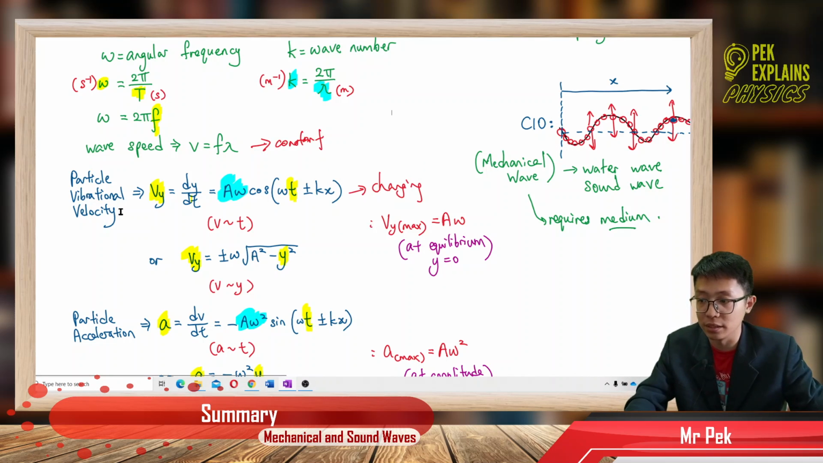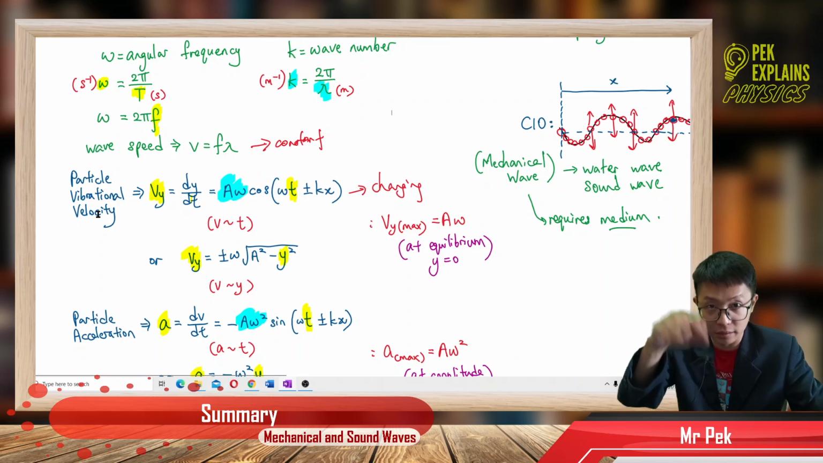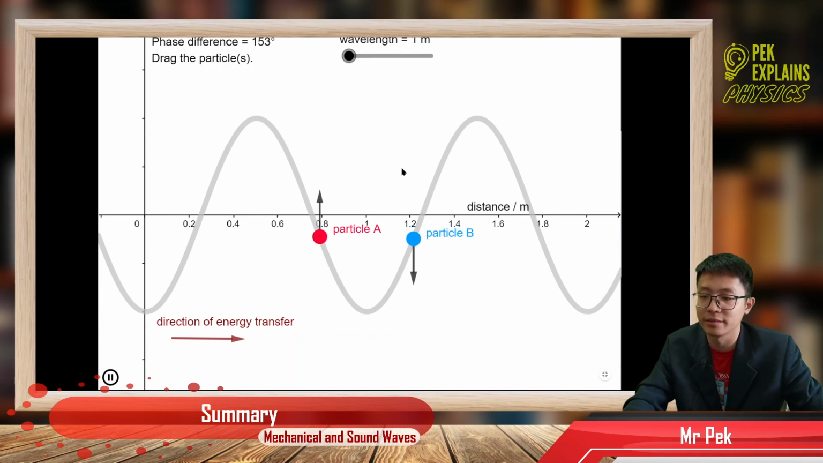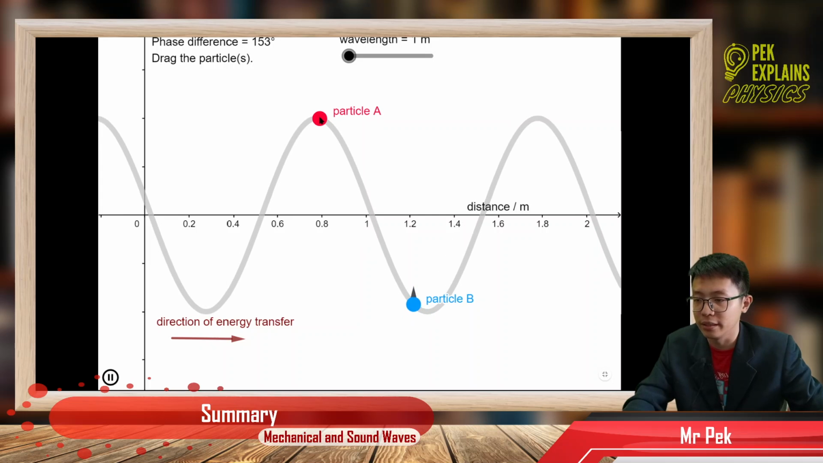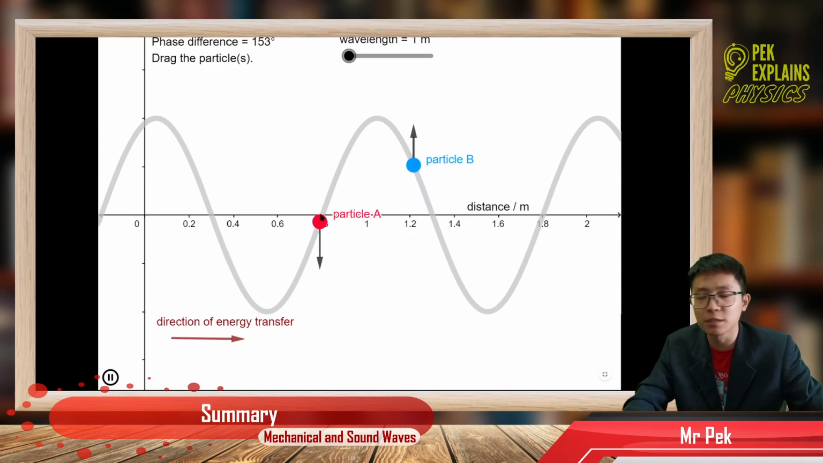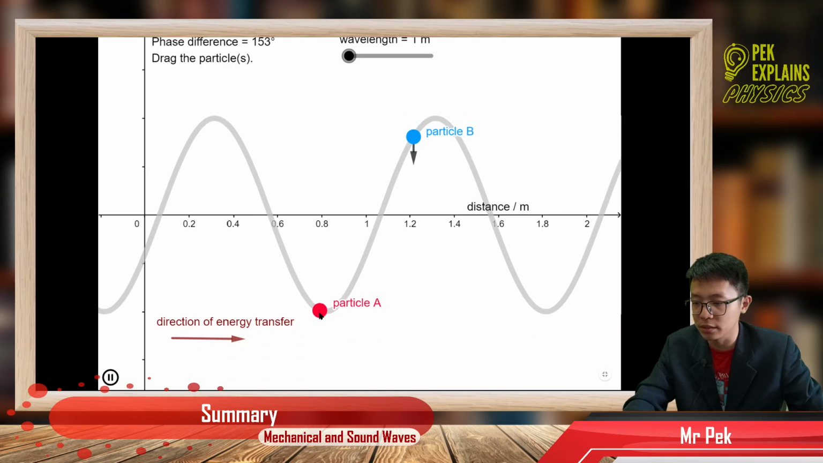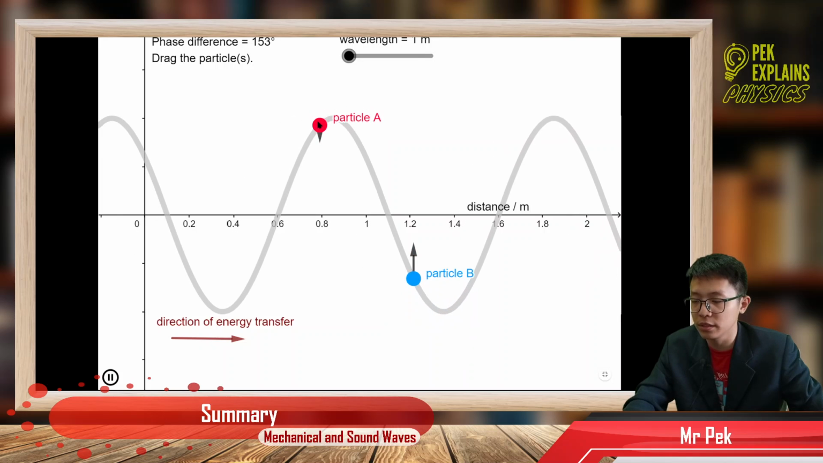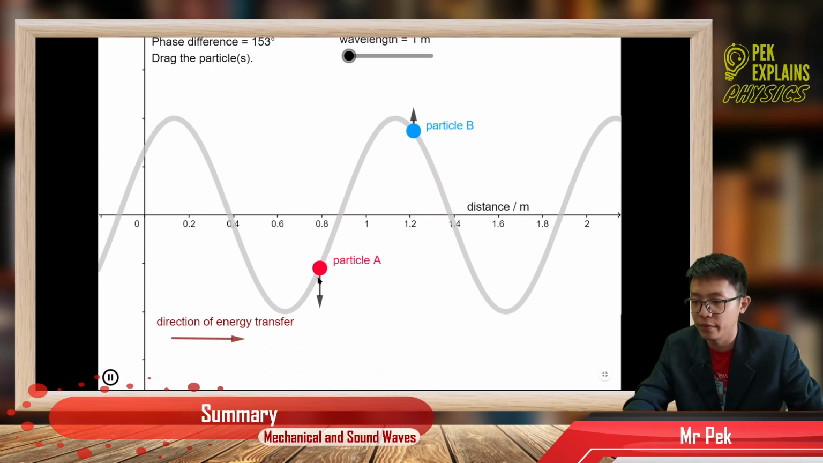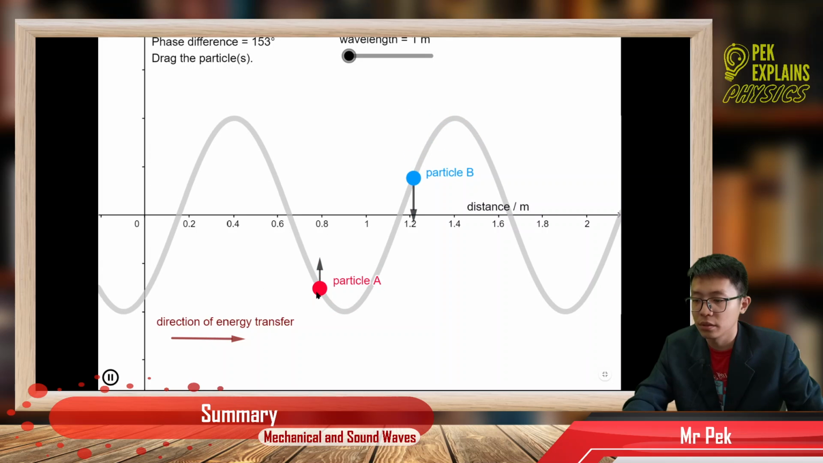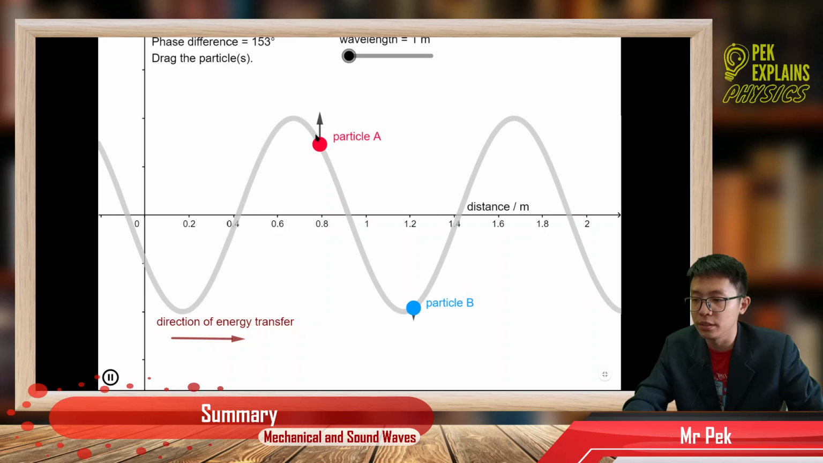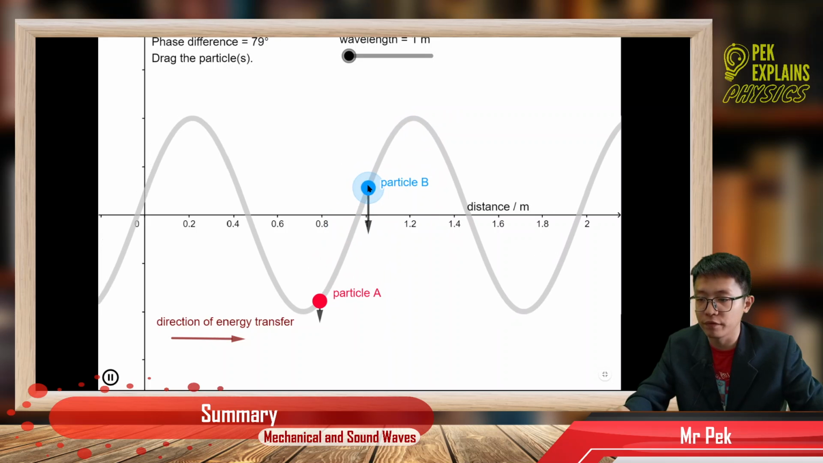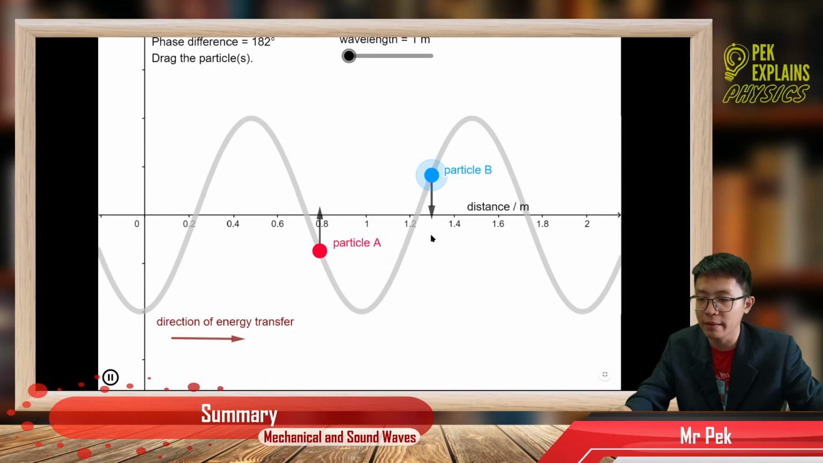But particle vibrational velocity is the velocity of the particle oscillating up and down, which is this one. You see here there are two particles. This particle oscillates up and down, and the speed is not constant. The velocity is 0 at amplitude, maximum at equilibrium, 0 again. And different particles at different times have different velocities.